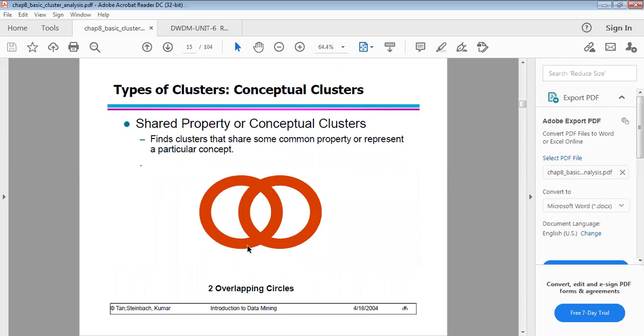Next one is shared property or conceptual clusters. The overlapping of two data points at two clusters, that is overlapping sections. Shared property or conceptual clusters simply represent clusters that share some common property to represent a particular concept.